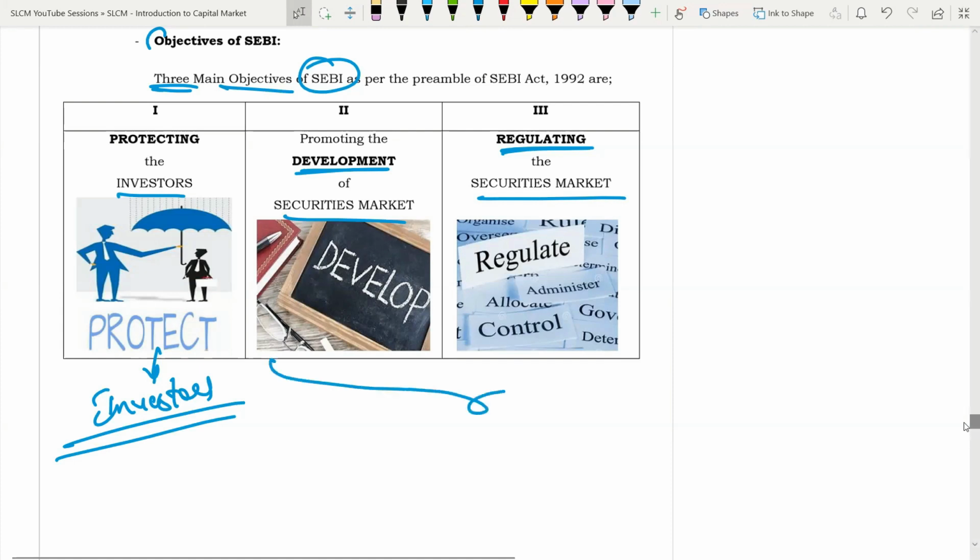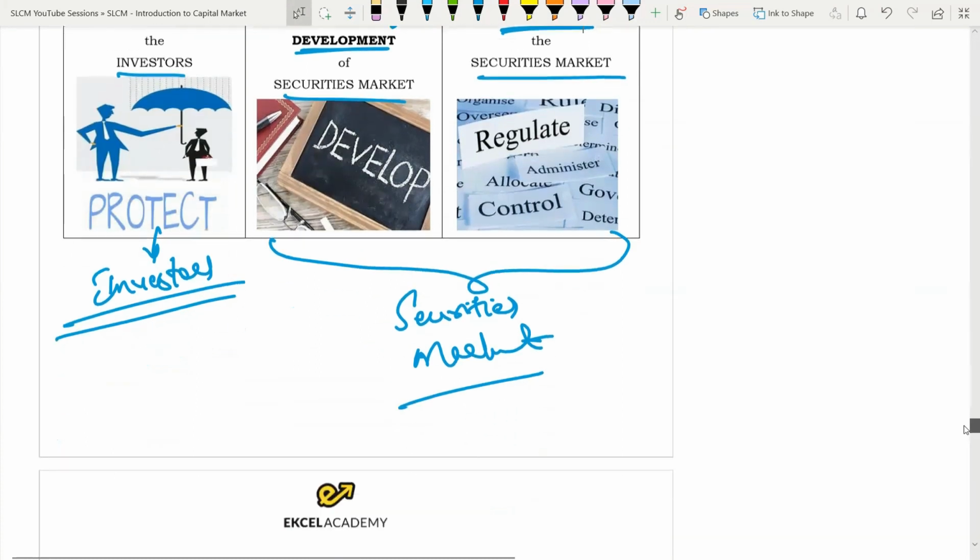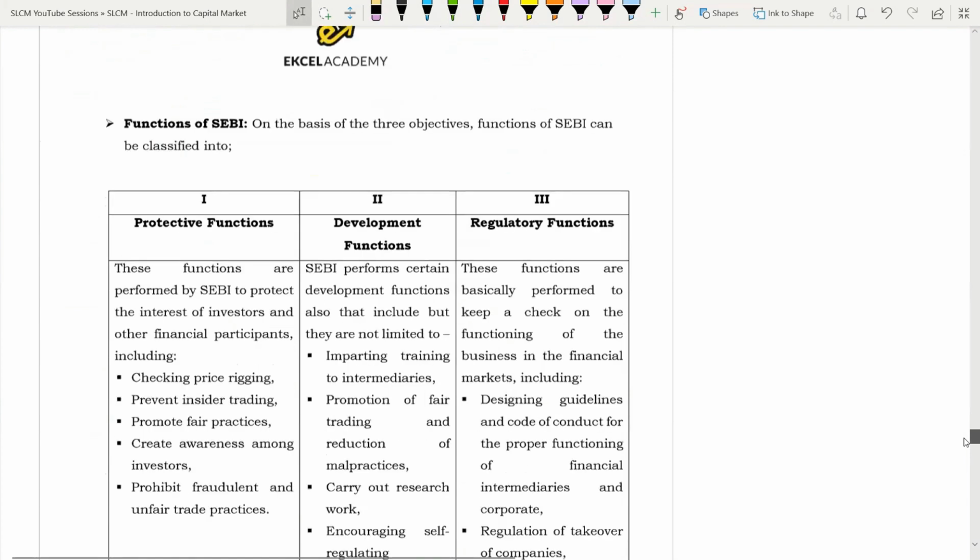The second and third points are from the point of view of the securities market. It is very important that with changing times, we help develop the market as well as regulate it by creating necessary rules, regulations, and laws to ensure that protection can be given to the investors. So development and regulation of the securities market are the objectives of the Securities Exchange Board of India. The three primary objectives are protecting the interest of investors, developing the securities market, as well as regulating the securities market. Now, what are the functions of SEBI?